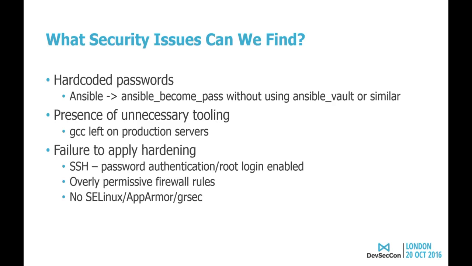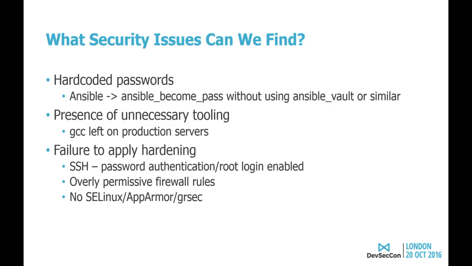Presence of unnecessary tooling on servers. Often if you're building a server, you'll need GCC and the rest of the build tools, but you might not necessarily need them on the production server once that's finished. Now, as a penetration tester, if I get onto a box and I've got GCC and a whole load of interpreters for languages you're not using and so on and so forth, that makes my life an awful lot easier because rather than having to set up cross-compilation tool chains and things, I can just compile on the server. So removing things like that is also worth noting, and you can pick that up too.